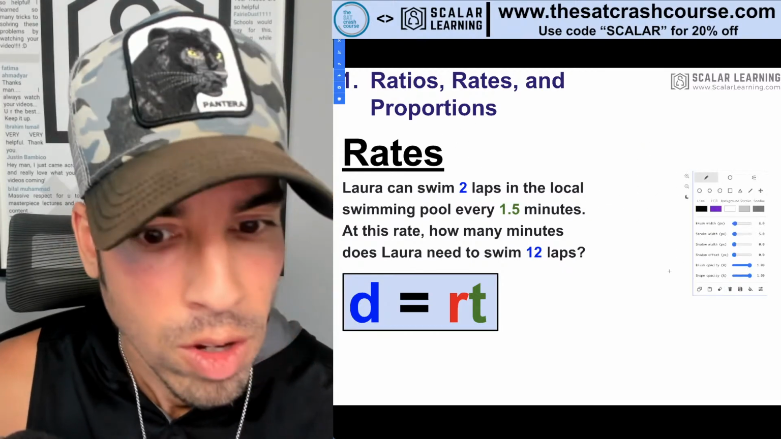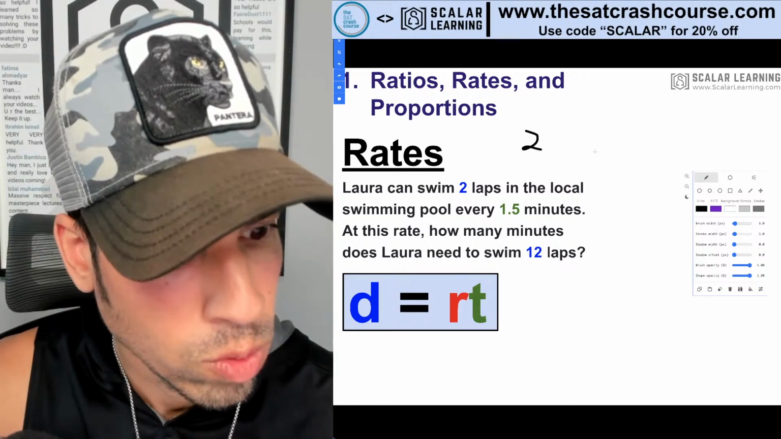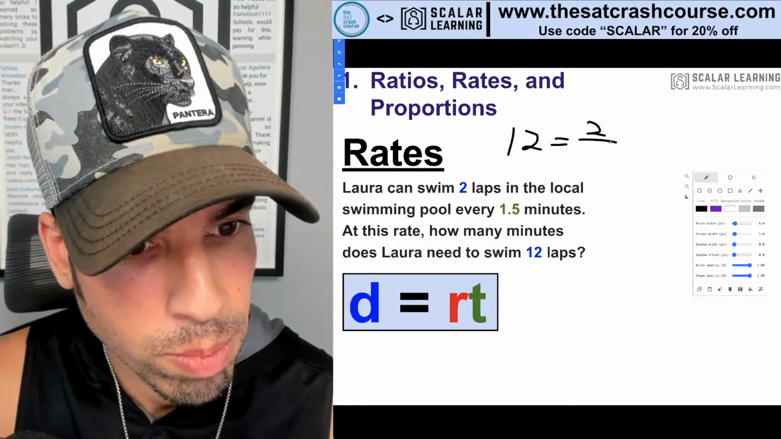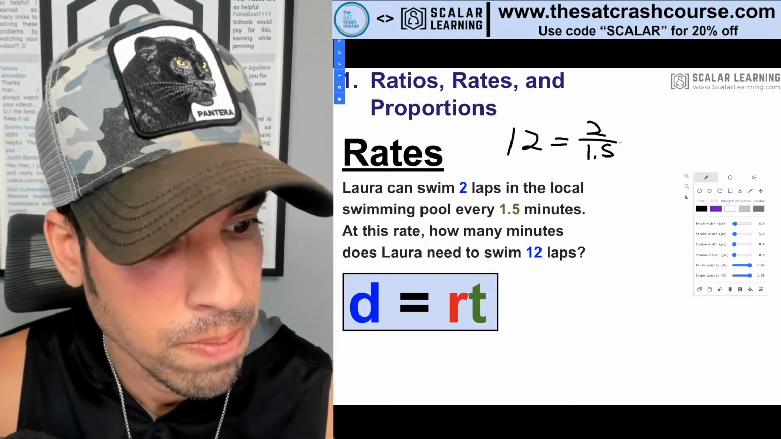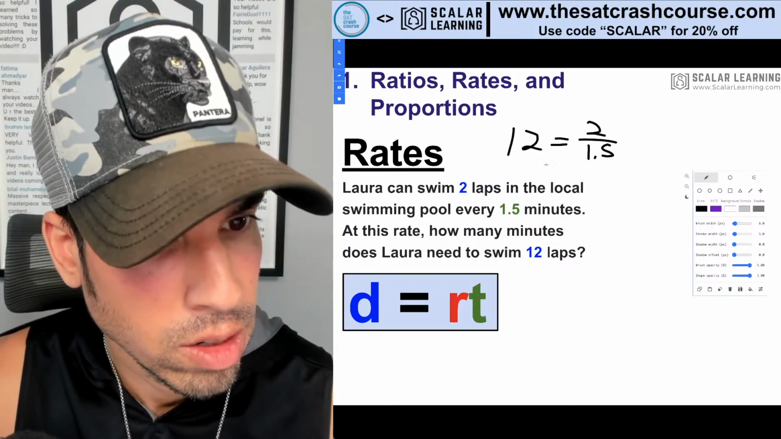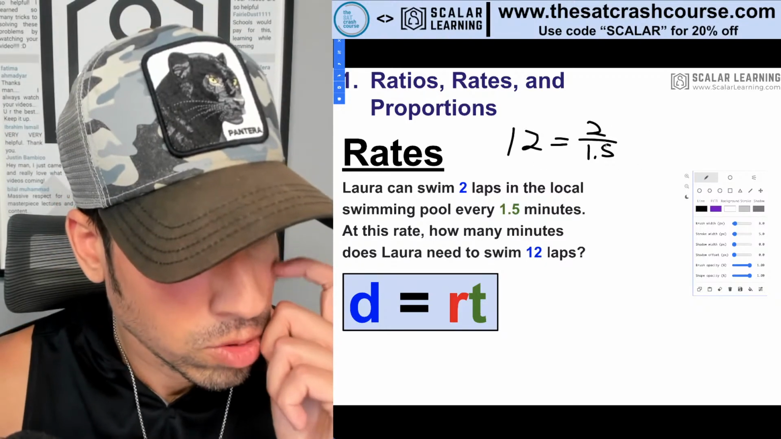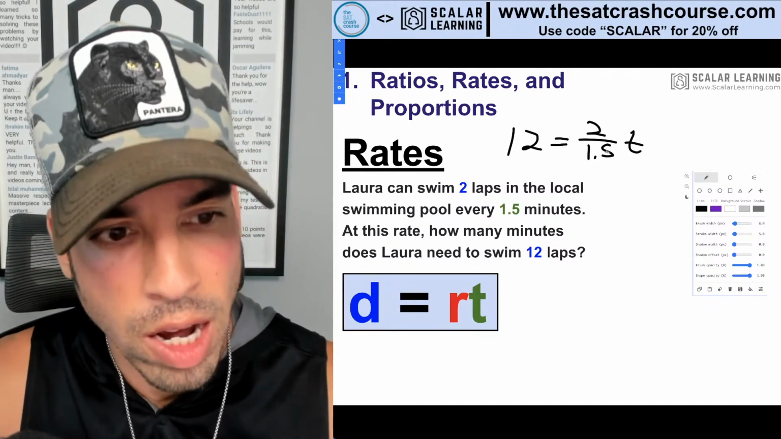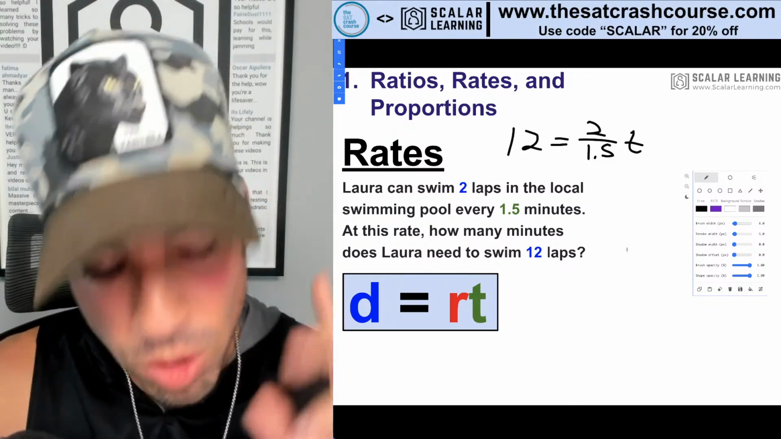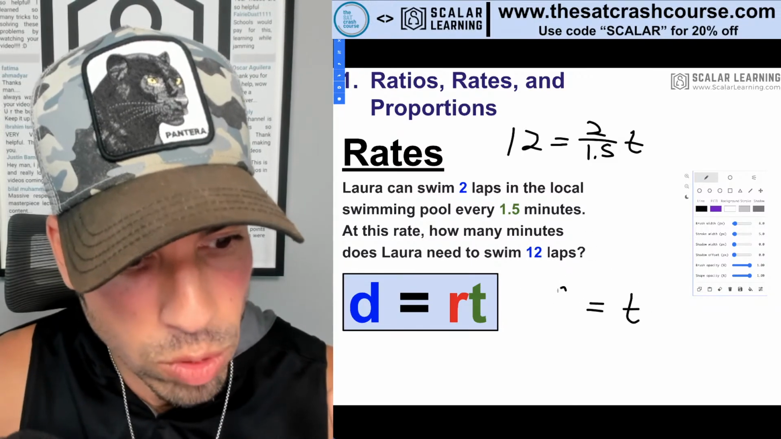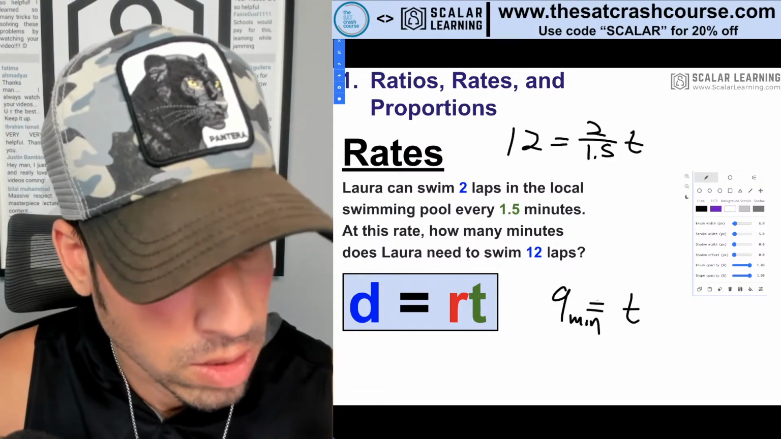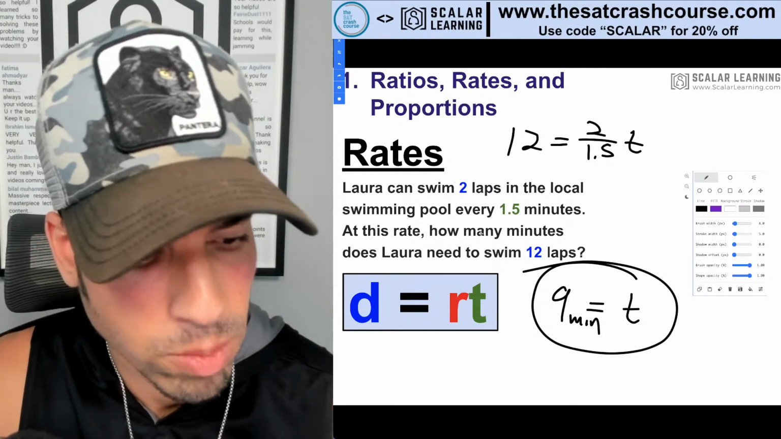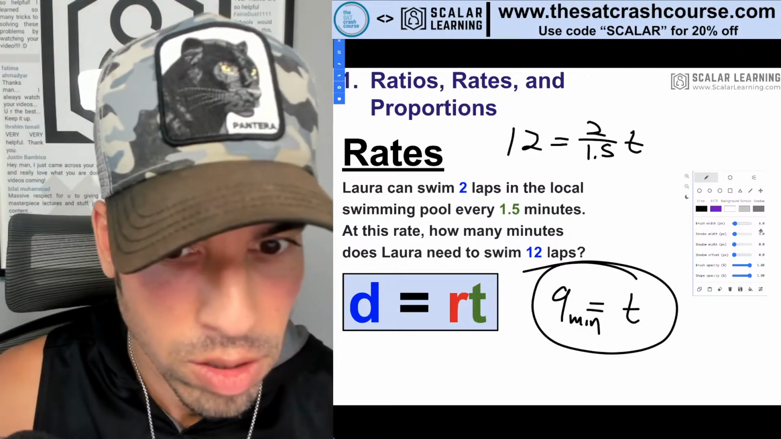Let me just write it out. So what we're gonna do in this case, right, is we're trying to get a distance of 12, and we've got a rate of 2 laps per 1.5 minutes, right? And that's our rate. And then, all right, so then we got the time here. And then we're basically dividing by this value. To isolate, we're going to multiply by 1.5 and divide by 2. It's 9. My bad. So T is equal to 9. So it would be 9 minutes. Okay. So there we go. Yeah, that makes sense, right? 6 times 1.5 is 9. 6 times 2 is 12. All right. We are good there.